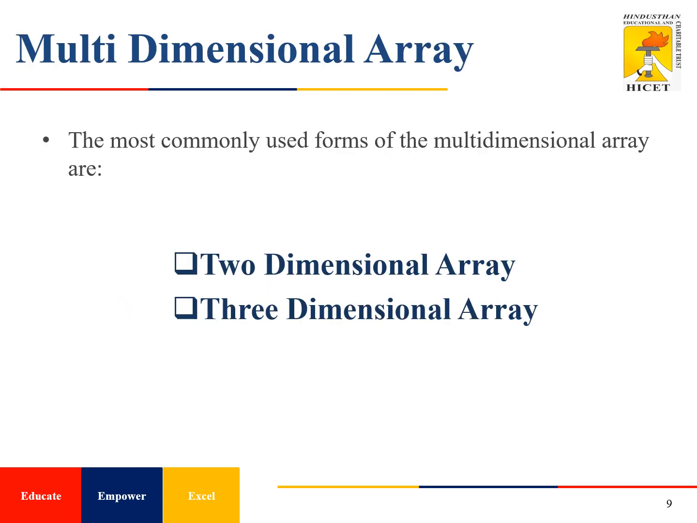Then the next one is the multidimensional array. The most commonly used forms of multidimensional array are the two-dimensional array and the three-dimensional array. One or more is known as multidimensional. So that is why I'm mentioning the two-dimensional array and three-dimensional array under multidimensional array.